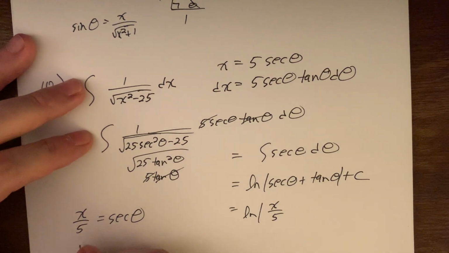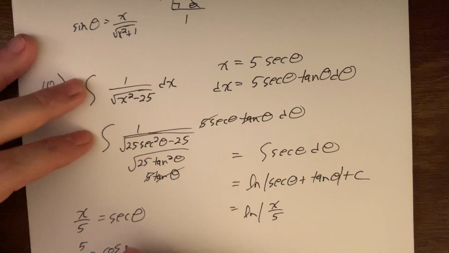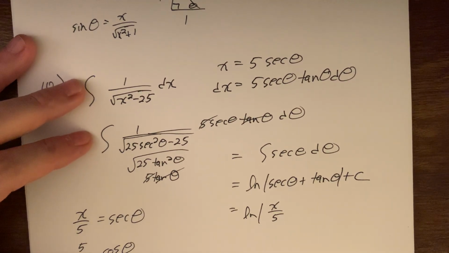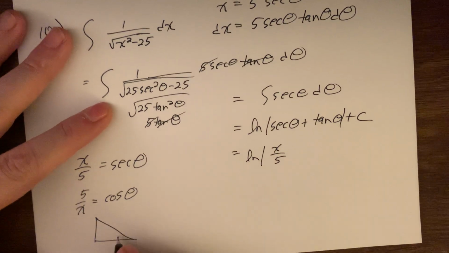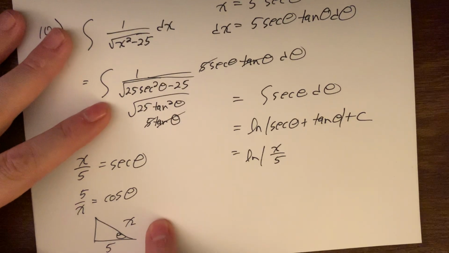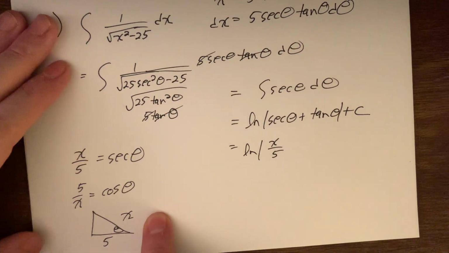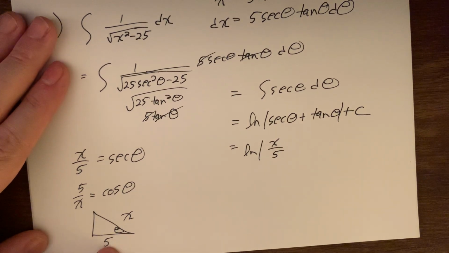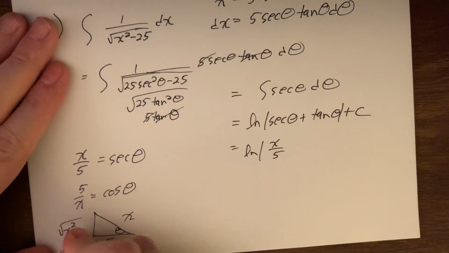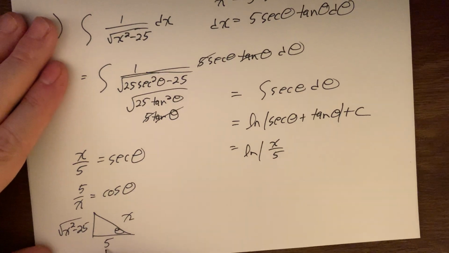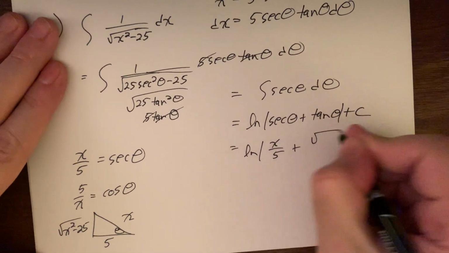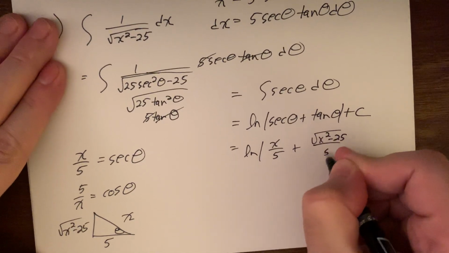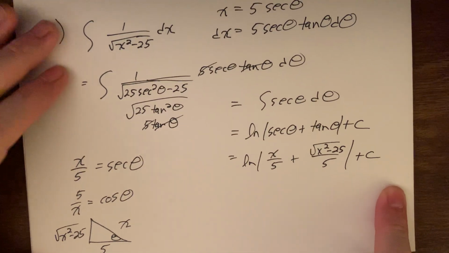But I've got to finish this. Most of us, we make this swap. If secant is x over 5, then 5 over x is cosine. So that allows me to make this right triangle: adjacent over hypotenuse, missing side. This squared plus this squared equals this squared. So this would be this squared minus this squared, square root, when I solve. And for tangent, opposite over adjacent. And there is your final answer.